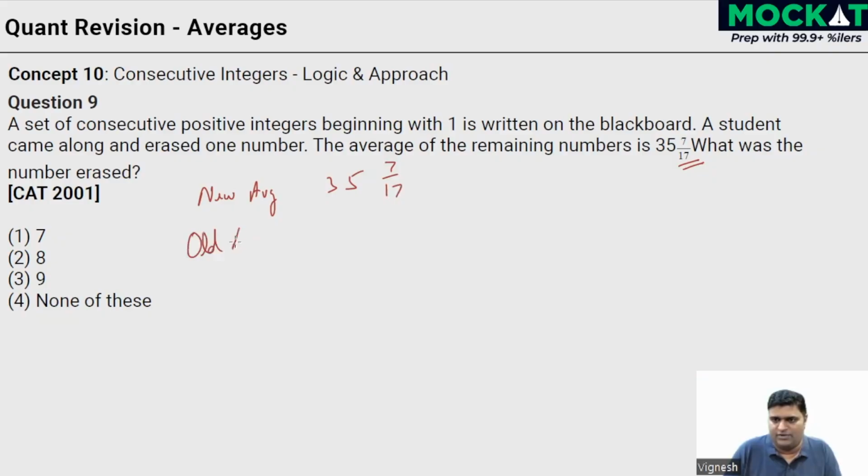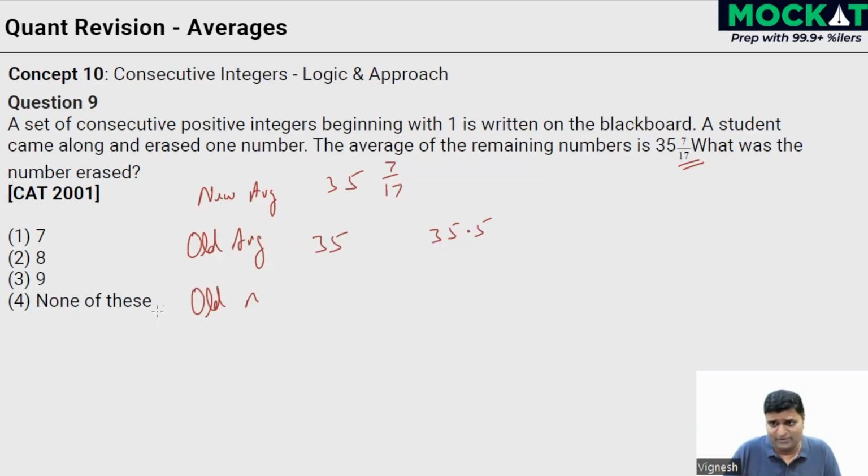The old average could have been the nearest possible 0.5 multiples, which are 35 and 35.5. 35 7/17 lies between these two. So the nearest possible 0.5 multiples are these two. These could have been the old average. So what's the old number of terms?